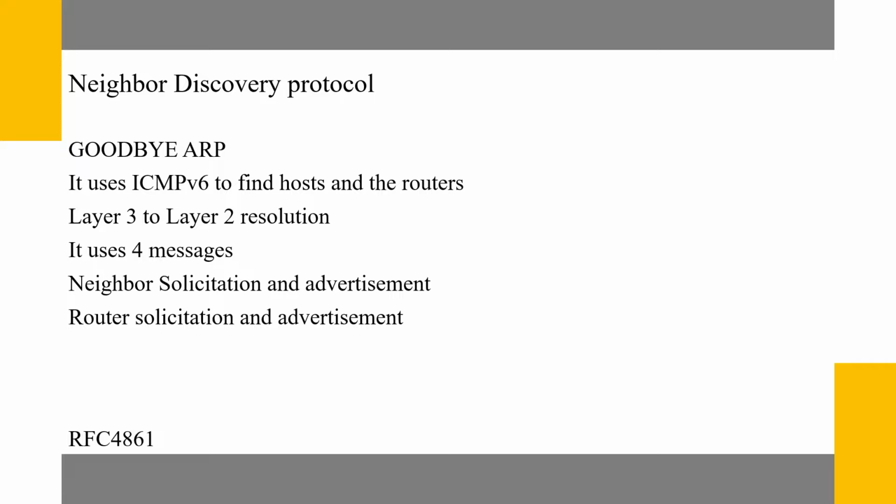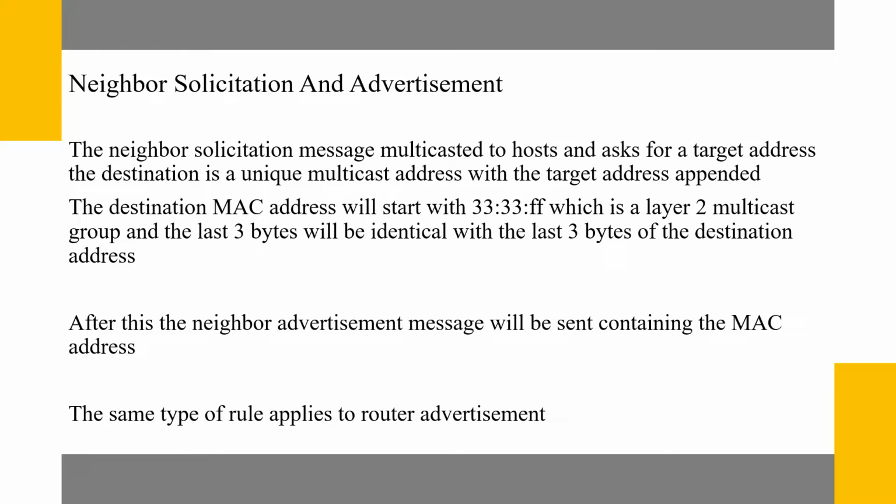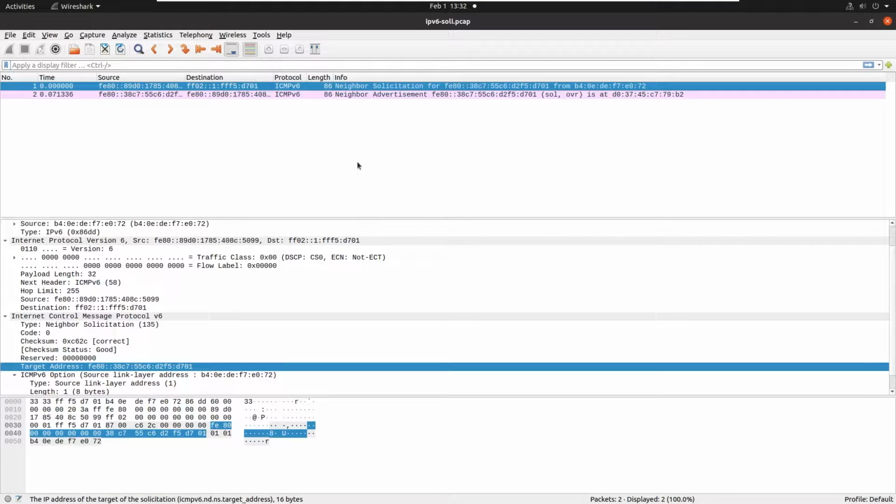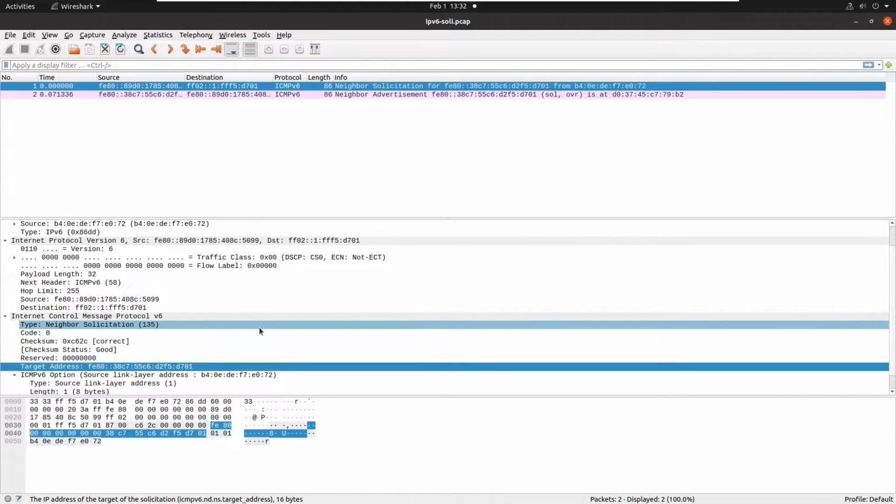Neighbor discovery. This is a replacement for ARP, which uses ICMPv6. It has other functionalities, but the main two are resolution of MAC addresses for routers and hosts. The solicitation might be a little confusing, so let me explain it inside Wireshark. So let me explain how the IPv6 solicitation actually works.